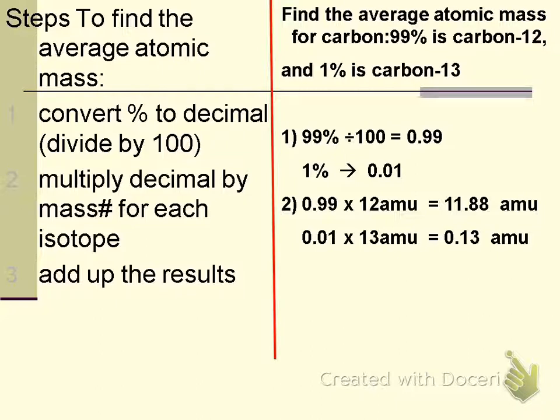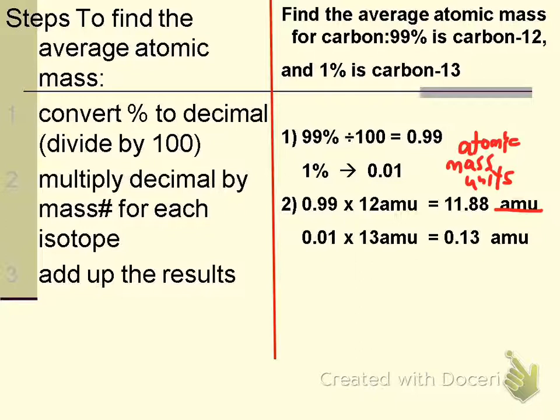We can put it at the very end, all right? AMU stands for atomic mass units, all right? So that's a good question. The question was, what is AMU? That's atomic mass units. From last time, the atomic mass unit is the weight of a proton. So 11.88 is 11.88 times the weight of a proton.